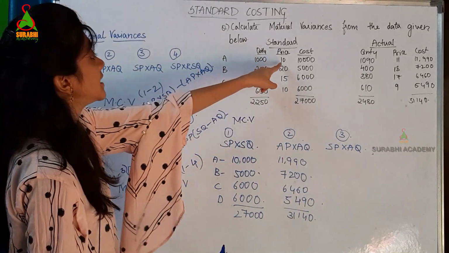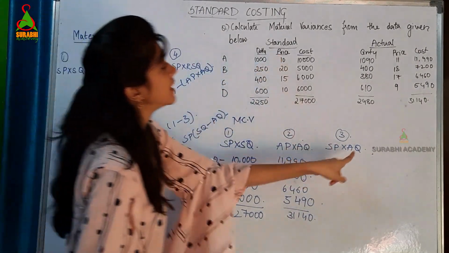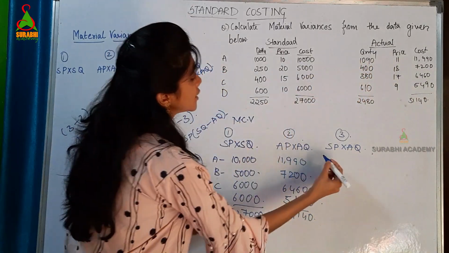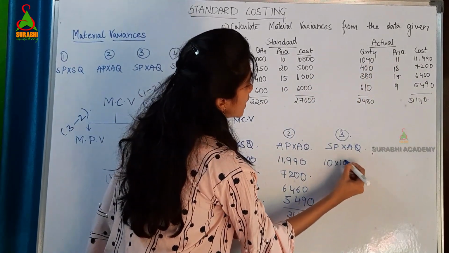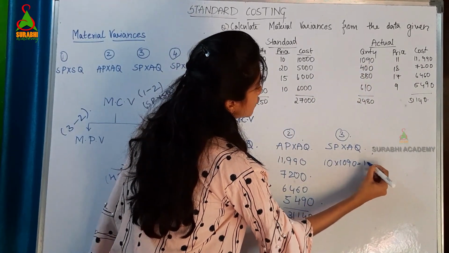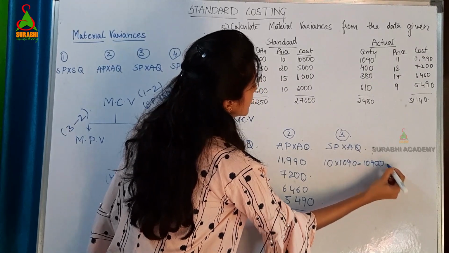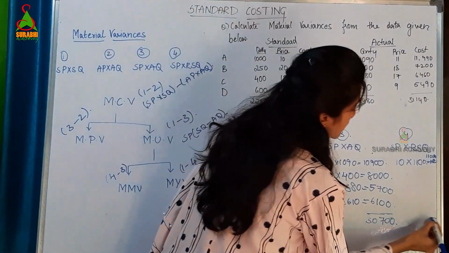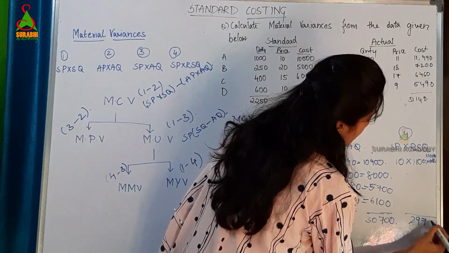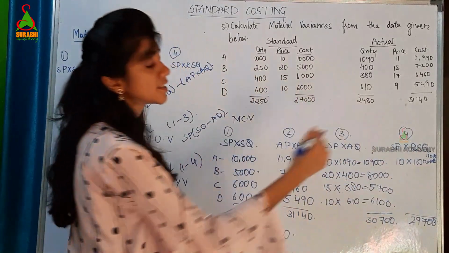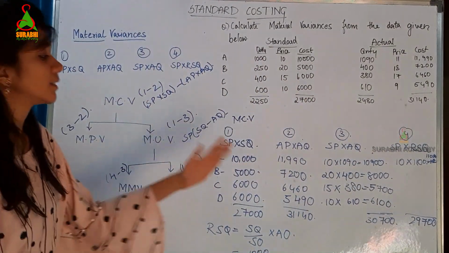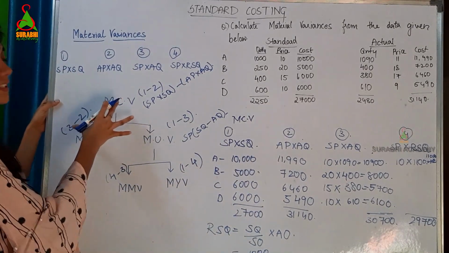What is standard price? 10. AQ means actual quantity, right? So 10 into 1090, which equals 10,900. You will be getting 29,700 if we calculate. All round figures you have to take. After the calculation of this, again come back to this chart.